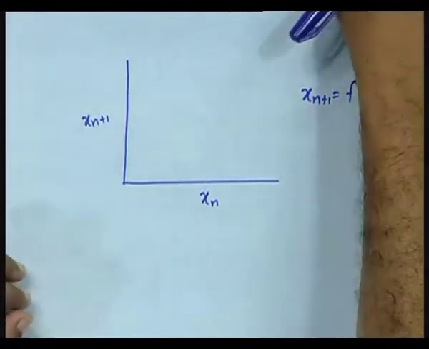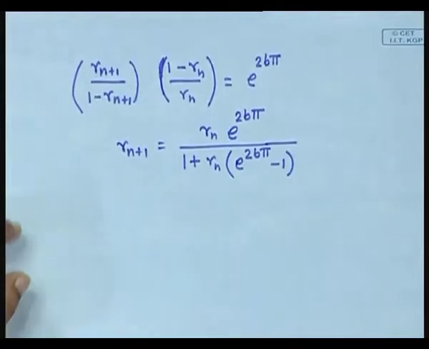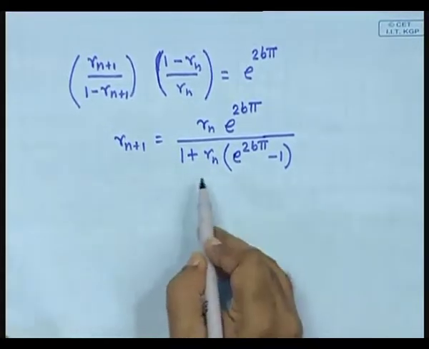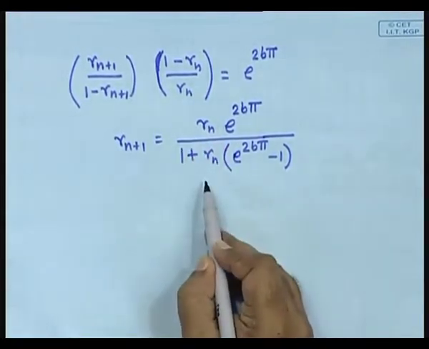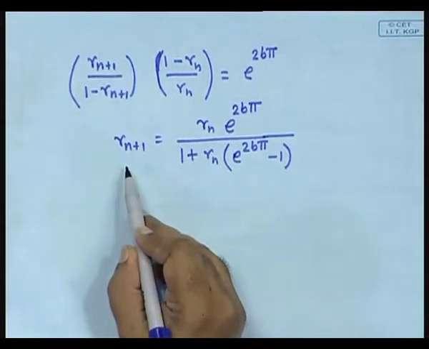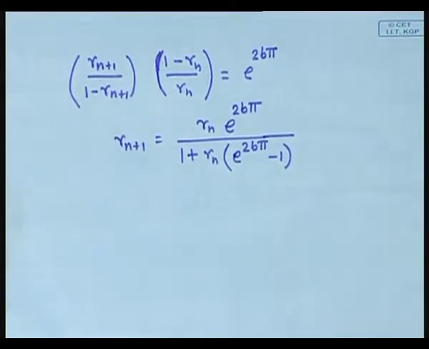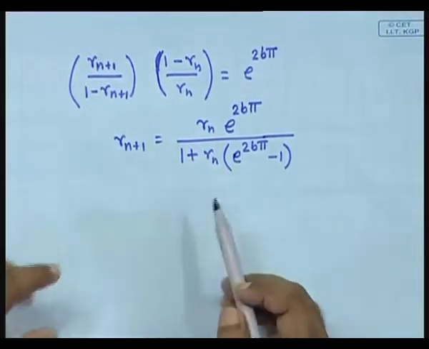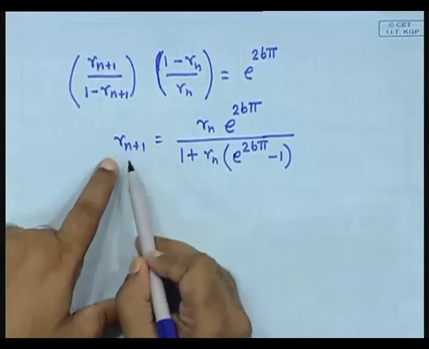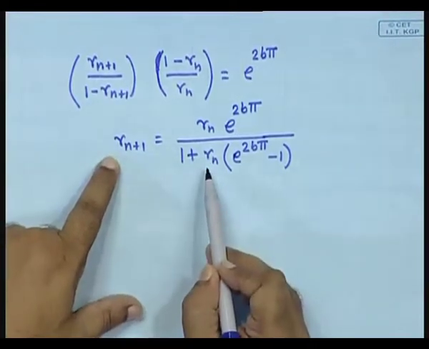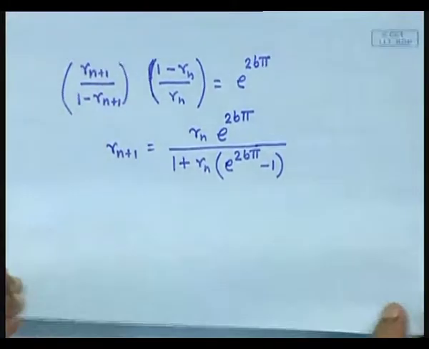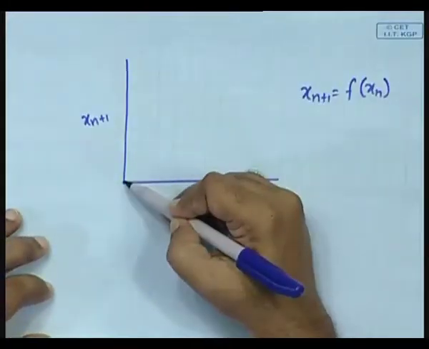For example, this particular function, what will be the character? If Rn is 0, then what is Rn plus 1? 0. If Rn, okay, can we now differentiate Rn plus 1 with respect to Rn? We can. At Rn equal to 0, what is the slope? If you do it that way, you will find that it has a shape something like this.